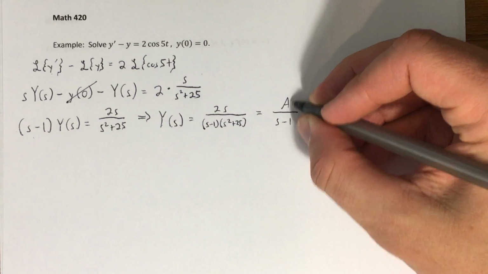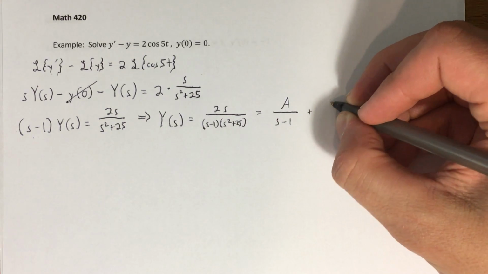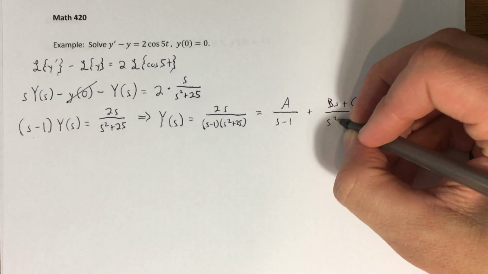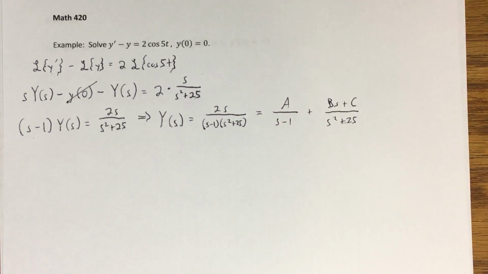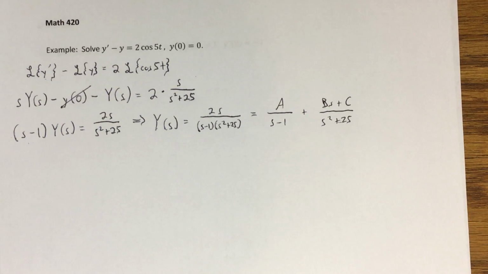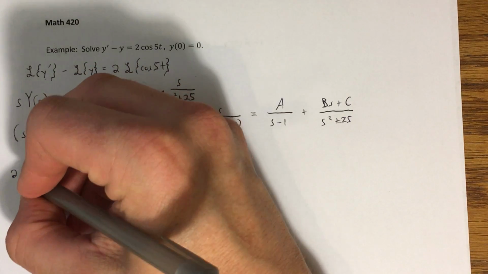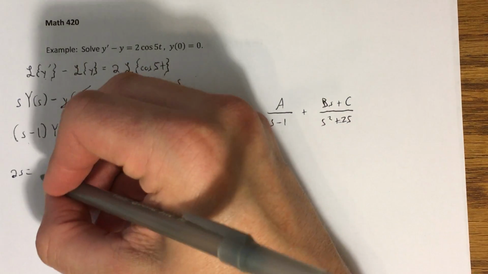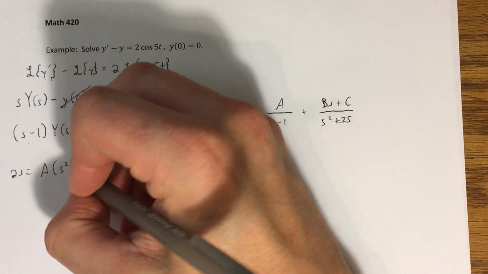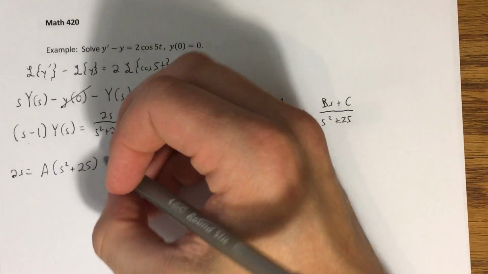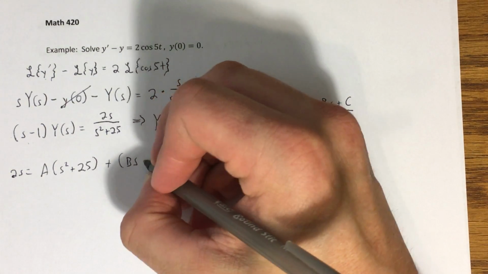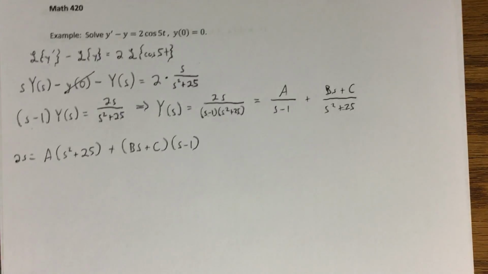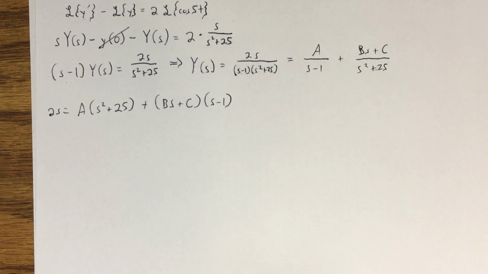So that's equal to A over s minus 1 plus (Bs plus C) over s squared plus 25. That's an irreducible quadratic expression. Multiplying both sides by that denominator, I'm going to get 2s equals A times (s squared plus 25) plus (Bs plus C) times (s minus 1). We're going to solve this in a similar manner as before.